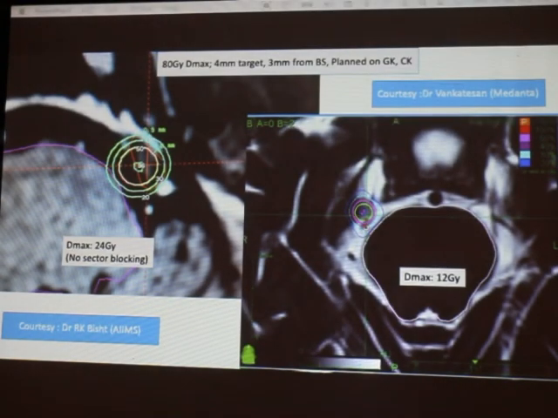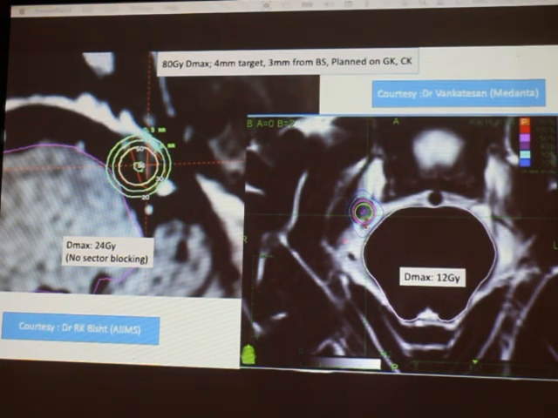And next slide, this slide shows how CyberKnife is superior to Gamma Knife. You can see on the left side, this is the same patient image which has been planned on the Gamma Knife. You can see there are certain cones, there is no sector blocking in the Gamma Knife. So you can see that 24 Gy dose is going to the brainstem, even with the best possible planning.